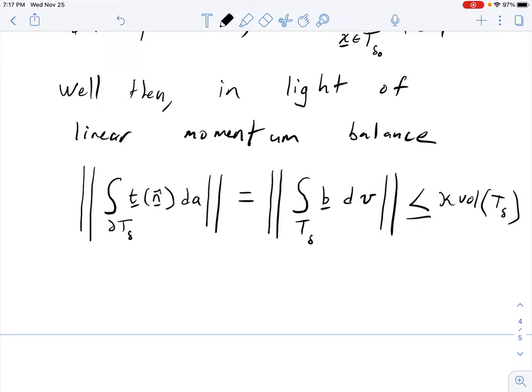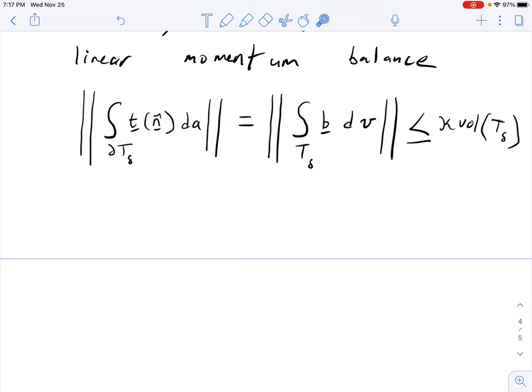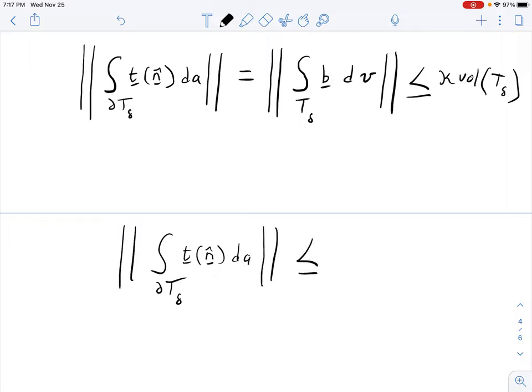Turn the page over here. All right, so that means that we can consider this one being less than or equal to this separately from this one being less than or equal to this, which is good. So we have the magnitude of the integral over the boundary of the surface traction is less than or equal to kappa times the volume of T delta.